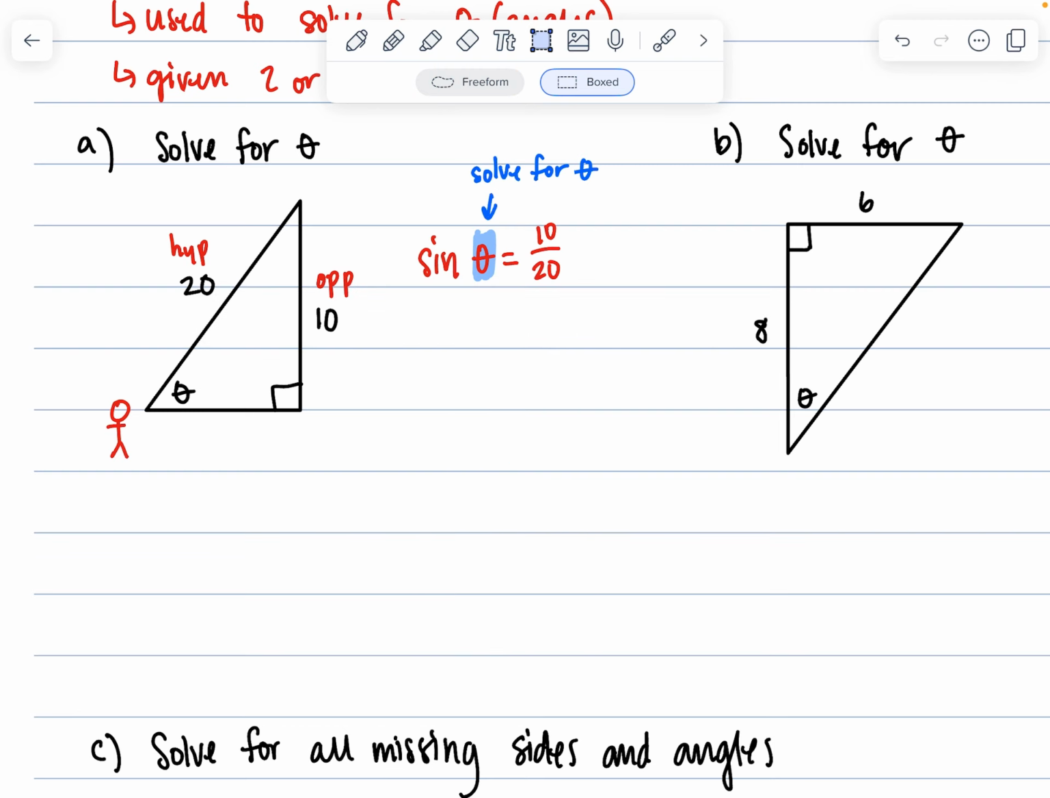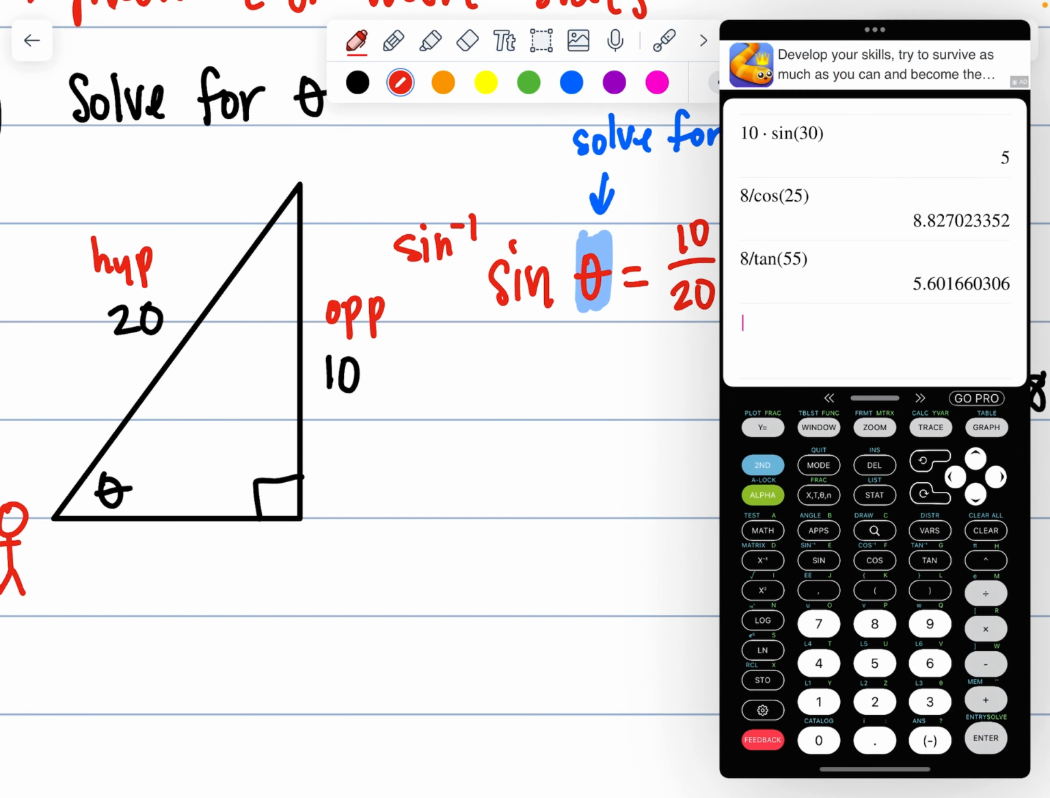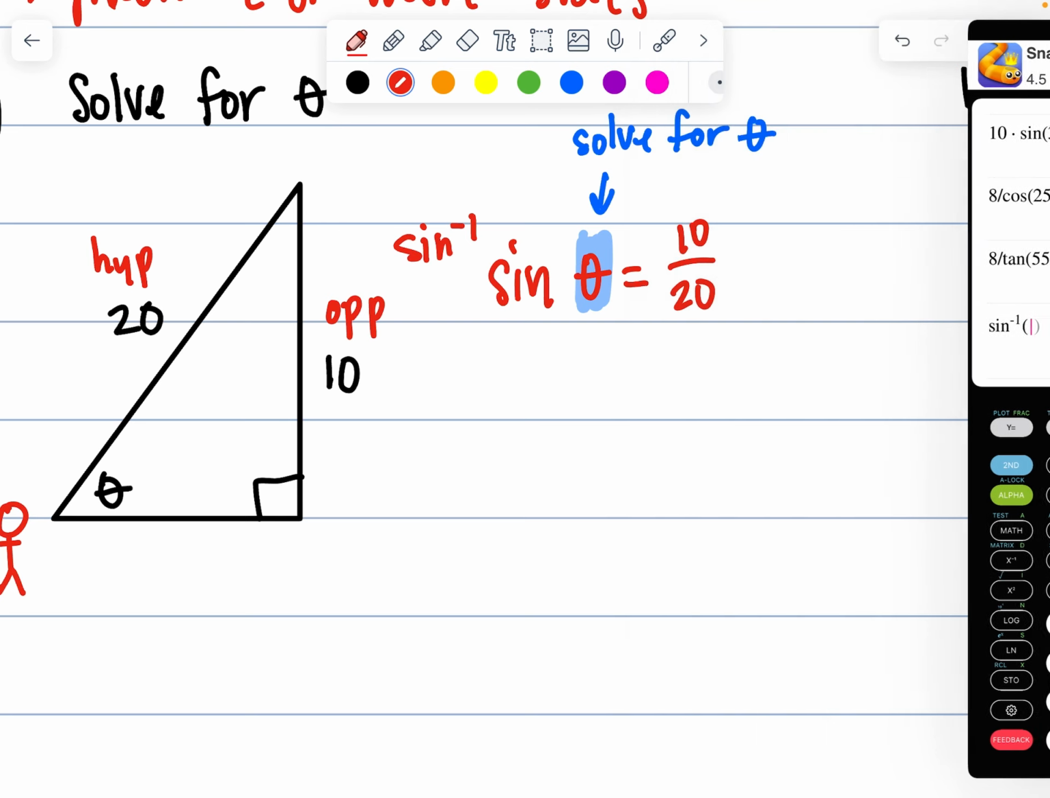Trig functions have their own inverse functions. It's going to sound strange to see this, but the inverse function to sine is inverse sine. It's going to be sine to the negative first power. If you look in your calculator, right above the sine, in blue, it says sine raised to the negative first power. If you hit second and then sine, you get that sine to the negative first.